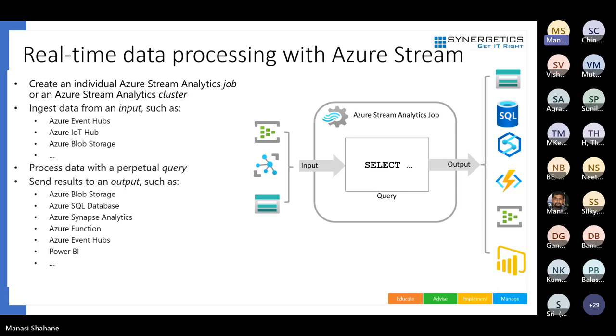Because your processing unit should have the capability to handle that kind of data, and databases don't have that kind of capacity. So we need something else. So we use a stream analytics service.